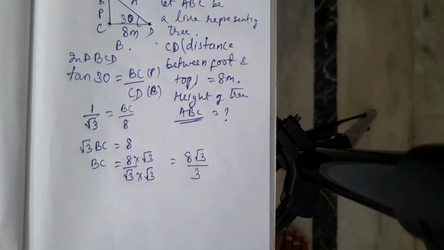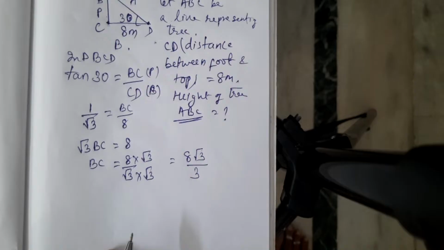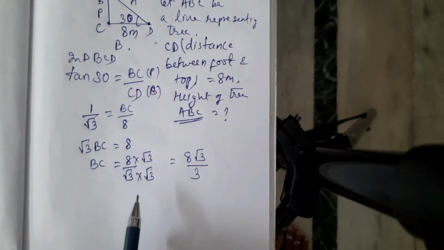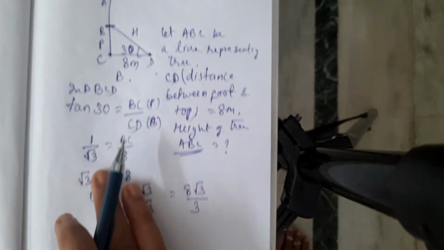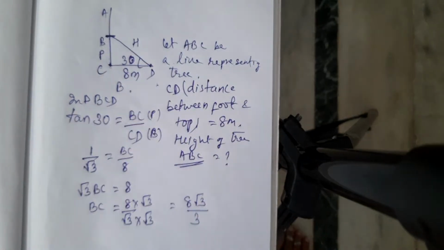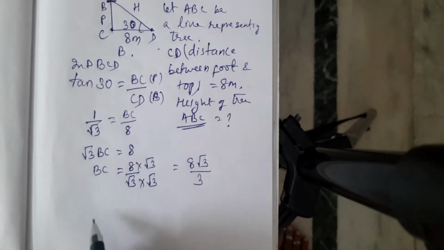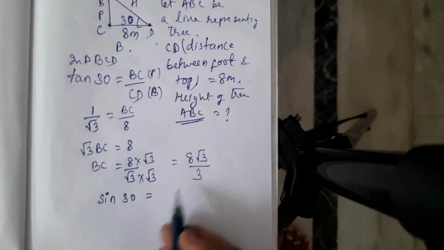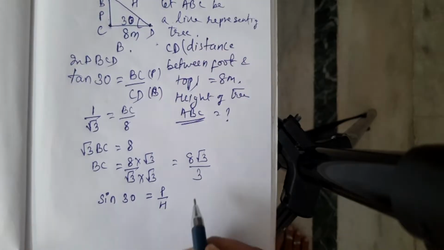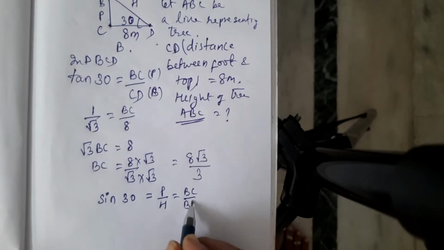Now we need to find out what is the value of BD. How can we calculate the value of BD? Here we know the perpendicular and need to find the hypotenuse. Perpendicular and hypotenuse come under the relationship of sine. Now use that sine relationship: sine 30 is equal to perpendicular upon hypotenuse. Here perpendicular is BC and hypotenuse is BD.